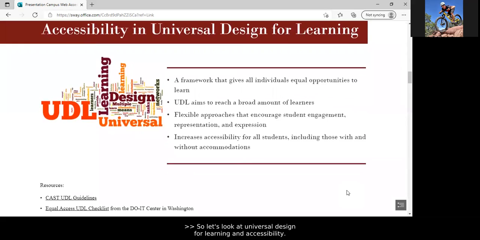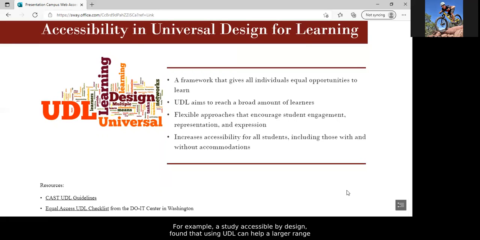So let's look at universal design for learning and accessibility. Universal design for learning is a framework that gives all individuals equal opportunities to learn. UDL also aims to reach a broad amount of learners by providing flexible approaches that encourage student engagement, representation, and expression. Universal design for learning can increase accessibility for all students, particularly for those with accommodations. UDL can make it easier to access the materials needed.